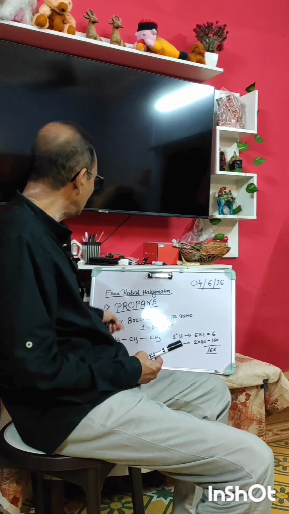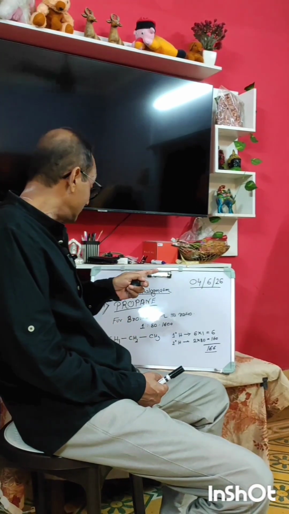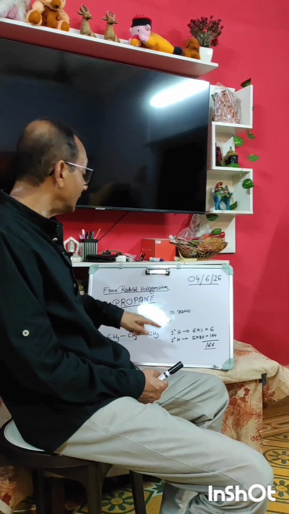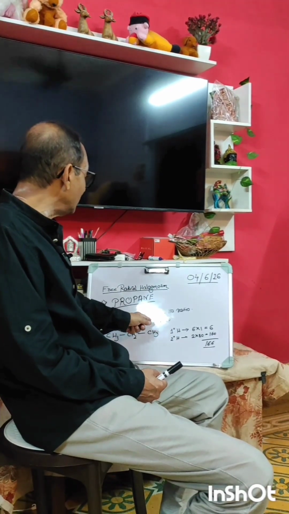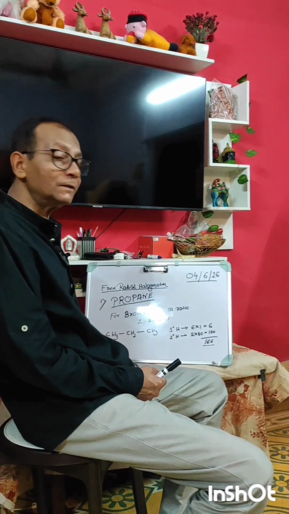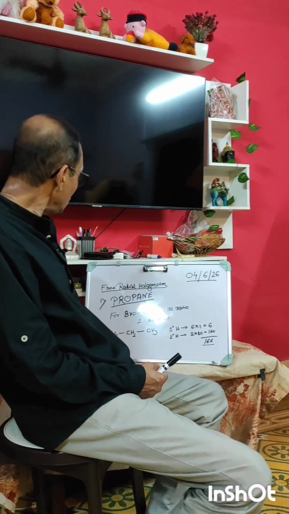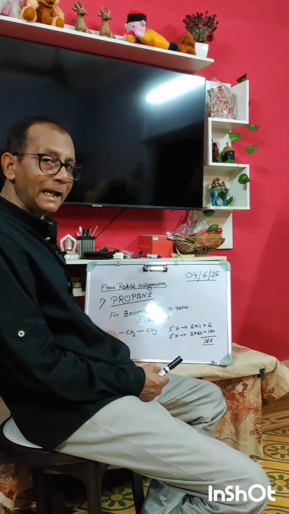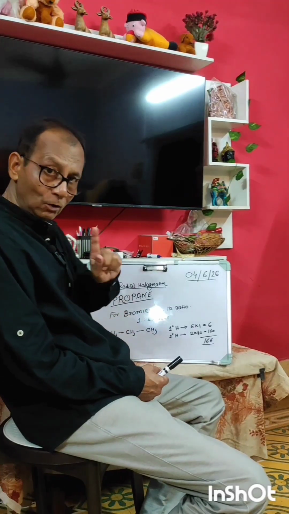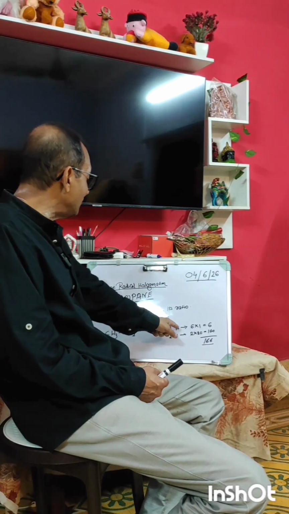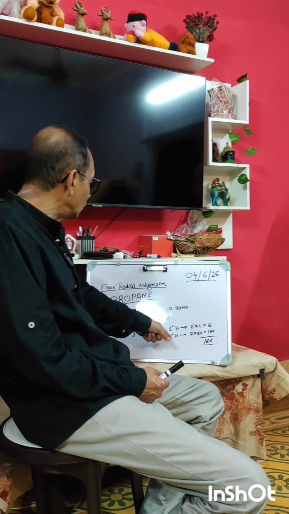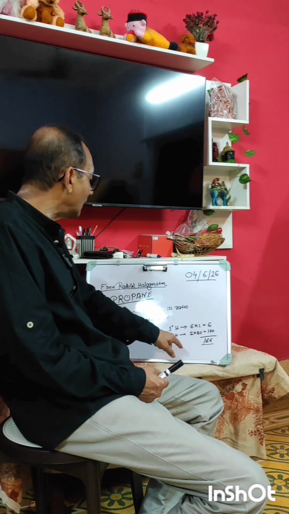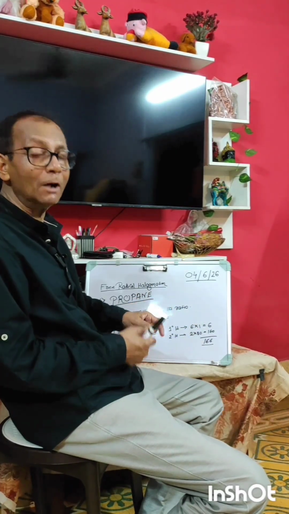Take the case of propane again, but the substituting molecule is bromine. For bromination, the ratio of 1 degree to 2 degree to 3 degree should be 1 to 80 to 1600. So in this propane molecule, how many 1 degree hydrogens are there? 3 plus 3, 6. And 2 degree, 2. And no 3 degree. So 1 degree H means 6 into 1, 6. 2 degree hydrogen means 2 into 80, 160. So altogether it will be 166 molecules.